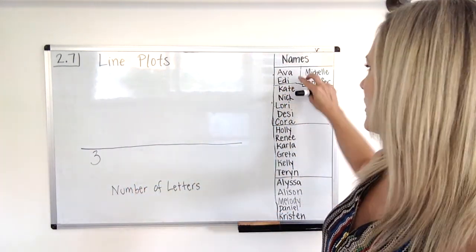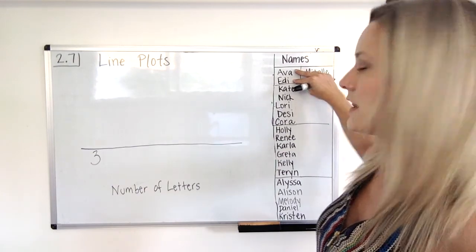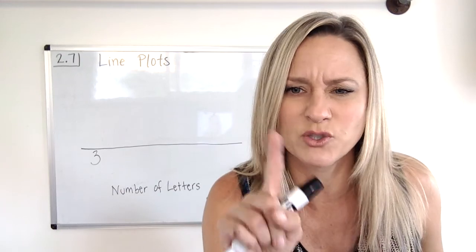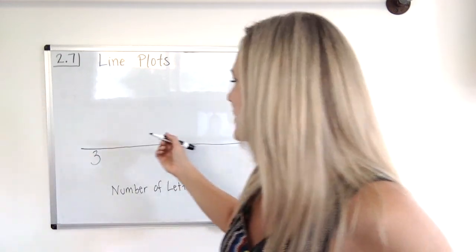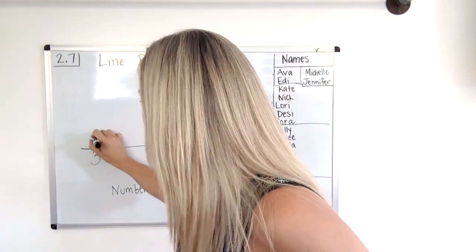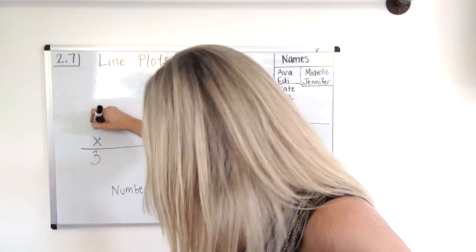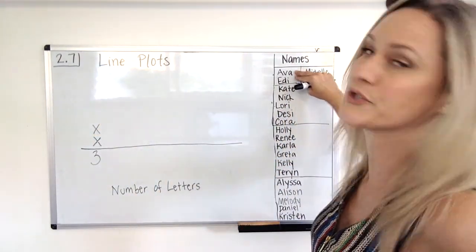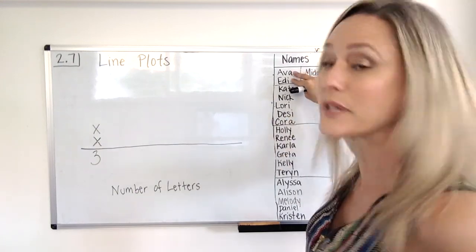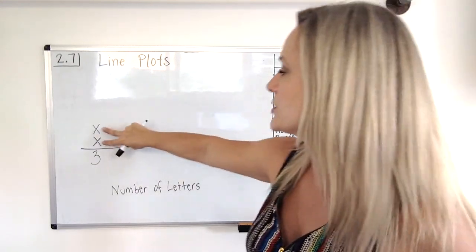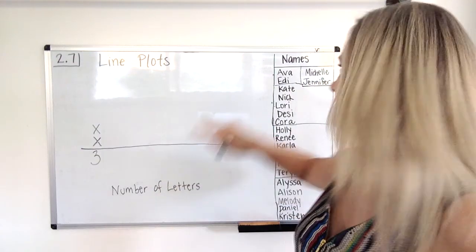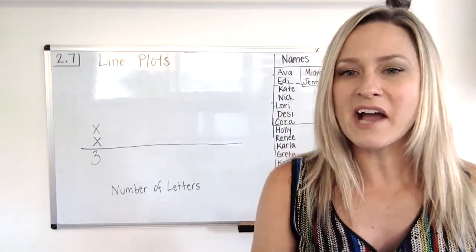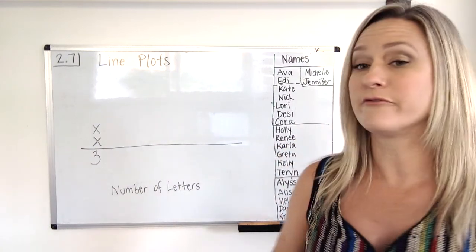So we've got 2 people that have 3-letter names. Lucky ducks, they have short names to write out, right? Okay, so this will be Ava's X right here. And I think I'm going to put another X right on top because Edie also has 3 letters in her name. So I need 2 X's. Ava, Edie.